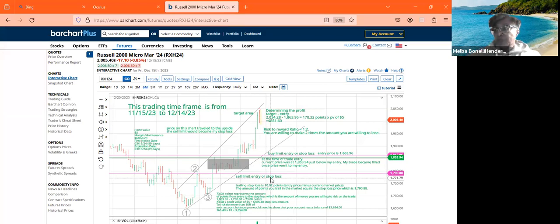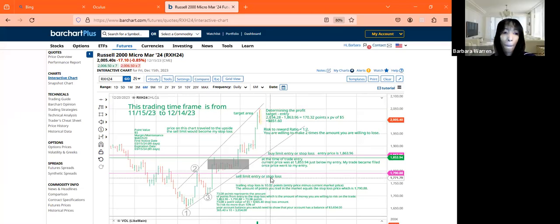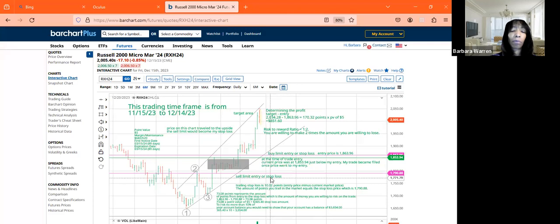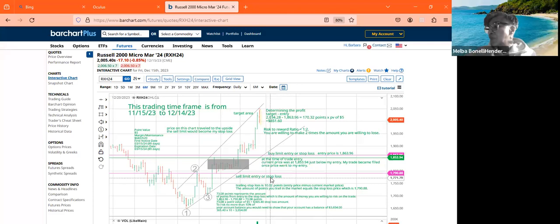At this point, the sell limit order is at a value of 1790.88. Let's put 1791, we'll round it off to 1791. And then the buy limit order is 1863.96, and we're going to round that off to 1864, because remember, I told you TradeStation does not like 1863.96. I've tried it several times and it doesn't like it. So I round my numbers off.